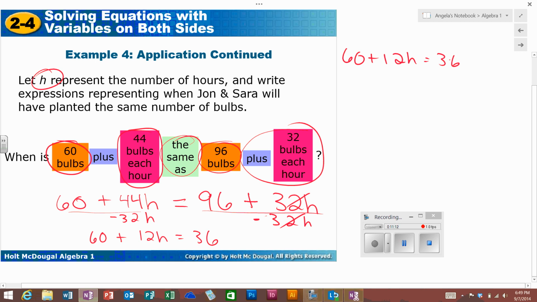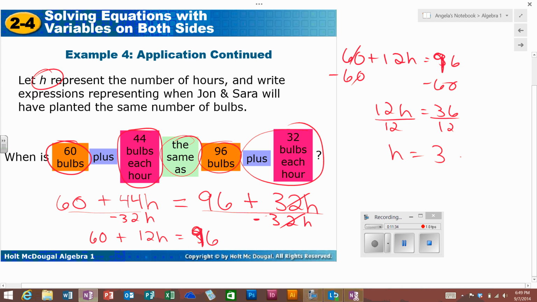I'm going to now move this 60 over. Okay. Oh, sorry, that shouldn't have been 36. This should be 96. I'm going to now move this 60 over. So I get 12H is equal to 36. Now I divide by 12 and I have H is equal to 3.